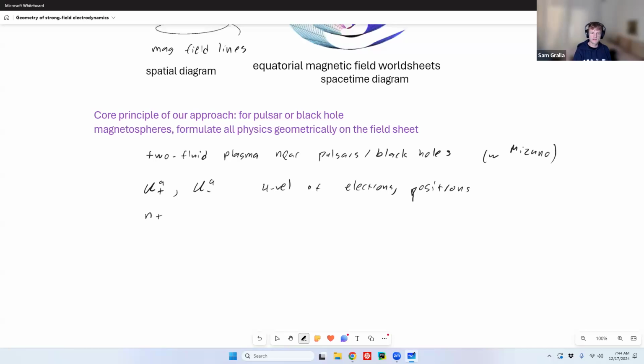There's also the densities, N plus and N minus. So this is cold two-fluid plasma. It's sort of the simplest approximation that has two species, so you can get the plasma frequency and really get into the plasma physics. And they're going to satisfy the continuity equation, N plus minus U mu equals 0, and there's going to be Maxwell. Okay, and that's the two-fluid theory. So it captures a lot of plasma physics.